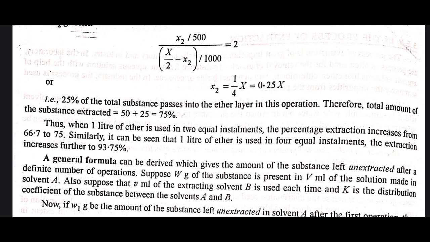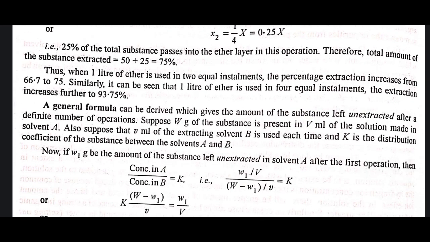Similarly, it can be seen that if 1 liter of ether is used in 4 installments, the extraction increases further to 93.75%. A general formula can be derived which gives the amount of the substance left unextracted after a definite number of operations. Suppose W gram of the substance is present in V ml of the solution made in solvent A. Also suppose that v ml of the extracting solvent B is used each time and K is the distribution coefficient of the substance between the solvents A and B.